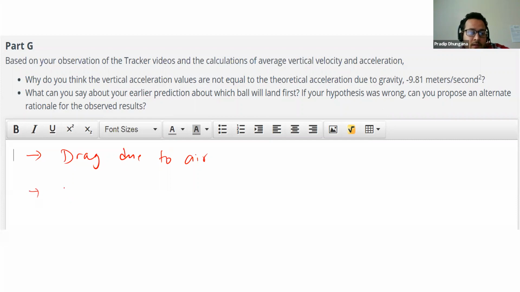And second, explain your hypothesis. If you have to propose an alternate rationale for the observed results, you can explain that in that second part. Because whatever hypothesis you made in the beginning, maybe now you want to change that. So that is all about part B.